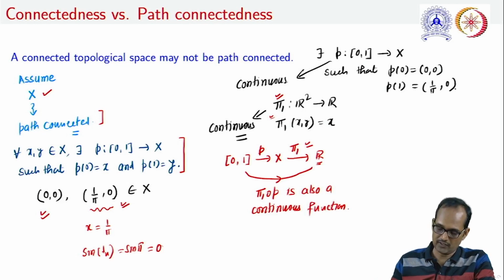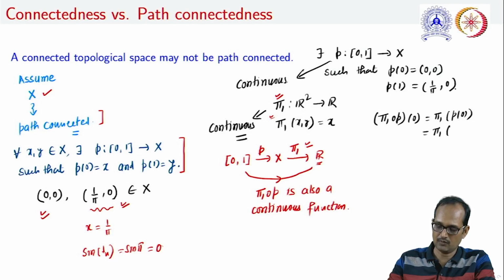It is to be noted that if we are computing the value of this function at 0, that is nothing but π₁ of p(0). Note that p(0) is the origin, that is π₁ of (0, 0), which will always be 0. Also, if we are computing the value of this composition at 1, that is nothing but π₁ of p(1). It is to be noted that p(1) is (1/π, 0), so this will be nothing but 1 upon π.